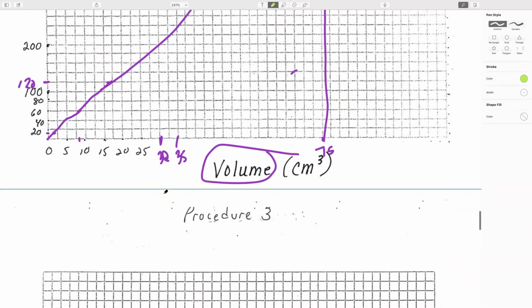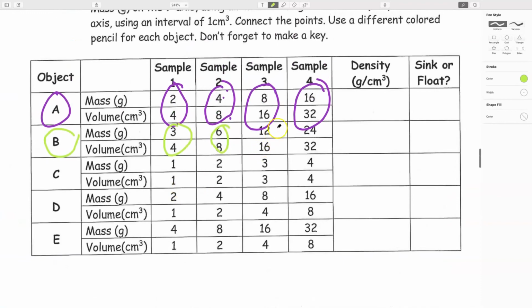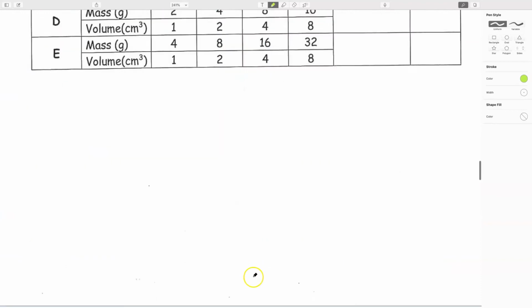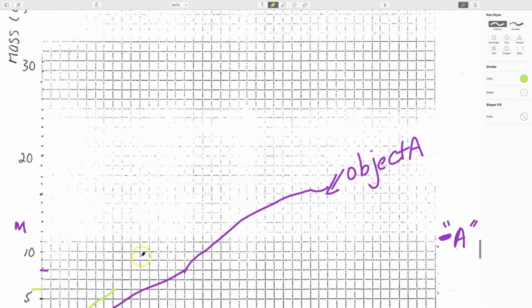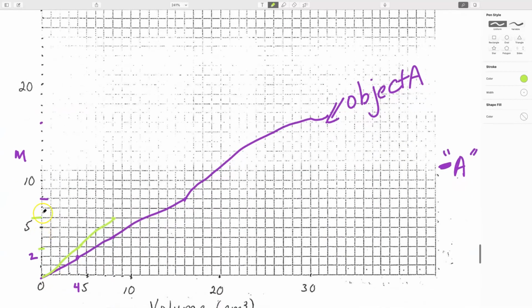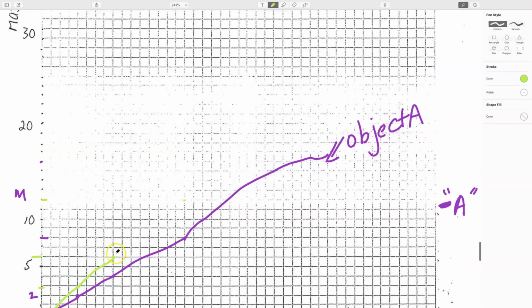Okay, I'm going to go back up to my data, and then I do 12 and 16. So again, come on down, a mass of 12, let's see, 10, 11, 12, right here, and 16, let's see, 10, 11, 12, 13, 14, 15, 16. So I'm going to come up, coming in from this line right here, and again, I'm going to connect in from that last point, right?